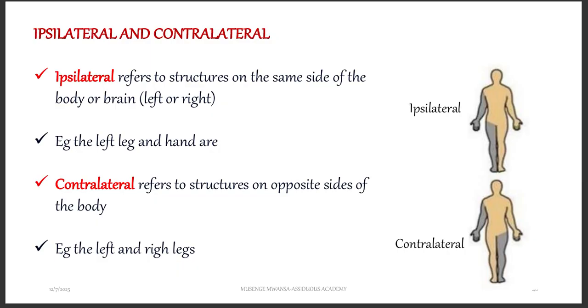Let's say, for example, if I'm talking about my right hand, right? I'm going to say my right hand is contralateral to my left hand, meaning on the opposite side. Or I can say my left leg is ipsilateral to my left arm. Or I can say my heart is ipsilateral to the spleen, meaning that they are on the same side. Or I can say my heart is contralateral to the appendix, meaning that it's on the opposite side.